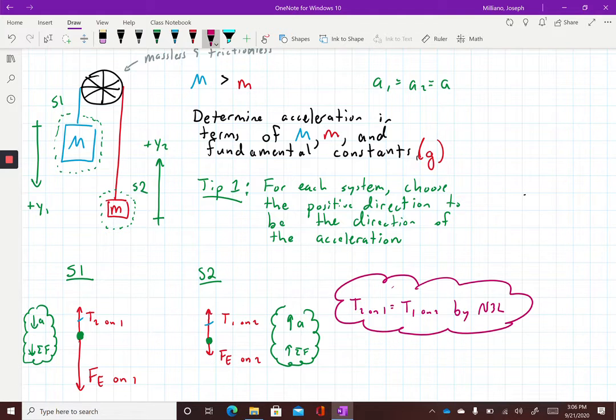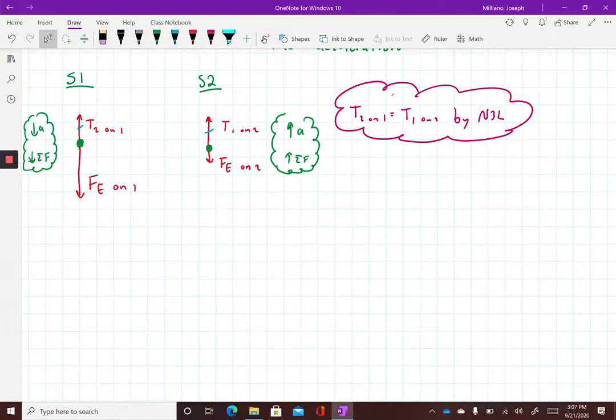And with that, we are ready to write Newton's second law for each of these two systems. We'll start with system 1. The sum of the forces in the y direction for system 1. Down is the positive direction, so that'll be the force that the Earth exerts on 1 minus the tension that 2 exerts on 1. And that's in the negative upward direction for that system. And that's got to be equal to the mass of system 1, which we called capital M, times the acceleration of the system.